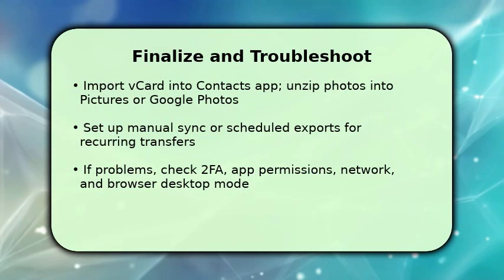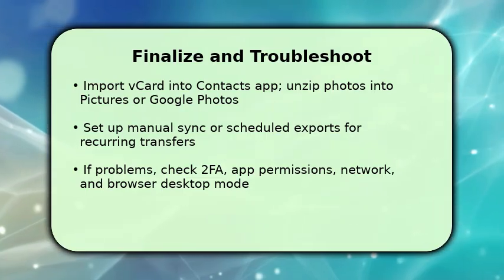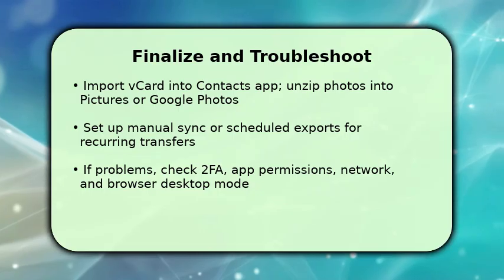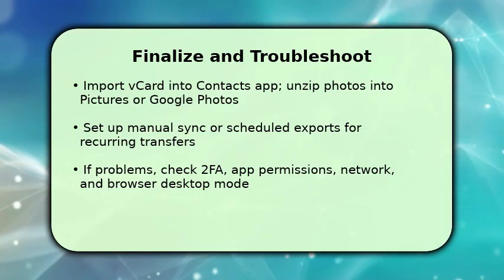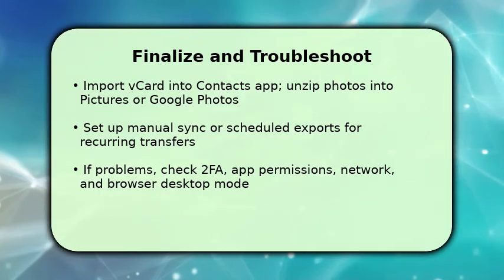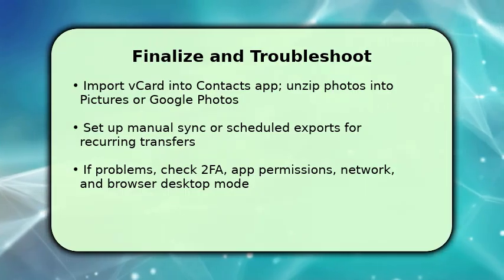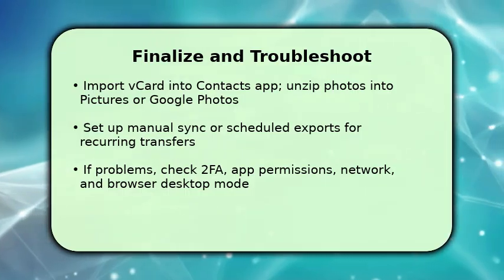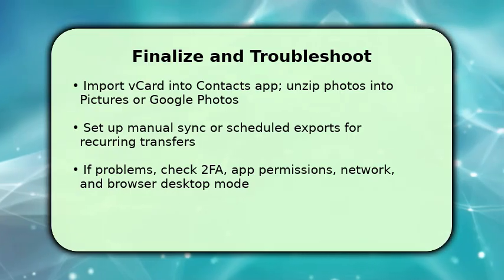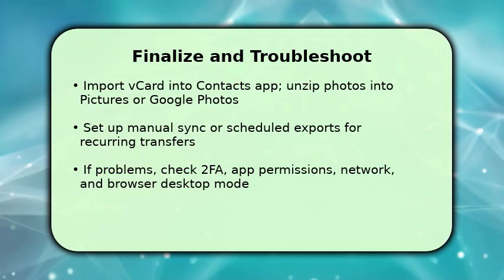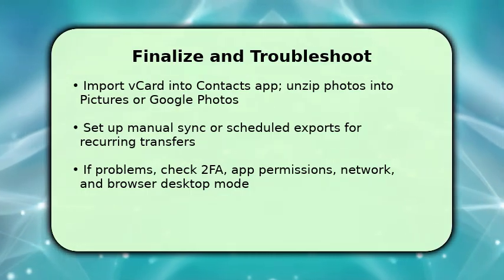Finally, you complete the transfer and verify everything works. Import the vCard into your Android contacts, move unzipped photos into Pictures or upload to Google Photos, and copy iCloud Drive files into your preferred folders. Once done, set a routine, periodic exports, or an automation app to keep data current. If something fails, check two-factor authentication prompts, confirm the app/browser has storage and contact permissions, and retry in desktop browser mode. Often re-authenticating fixes permission or download errors.